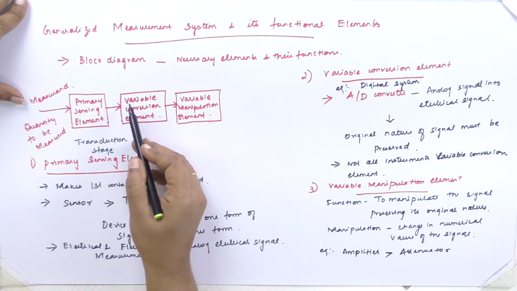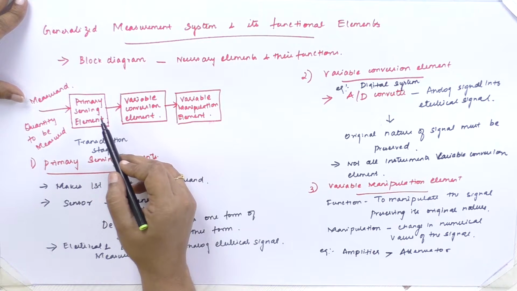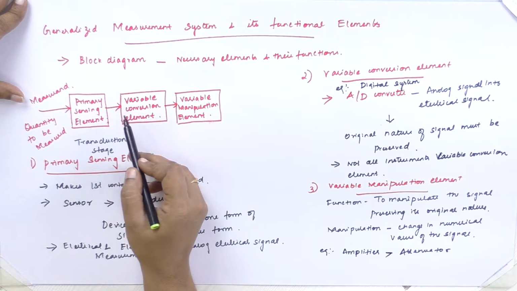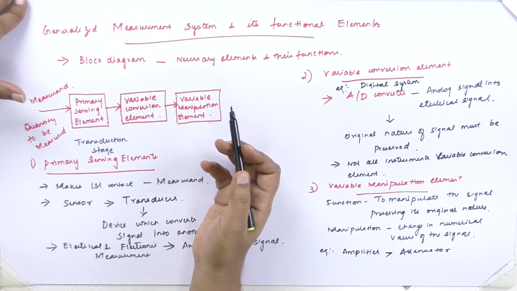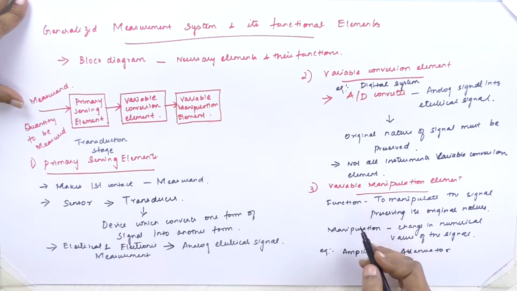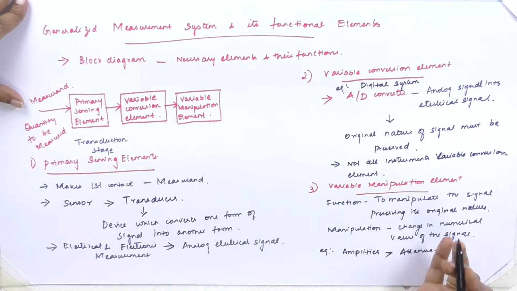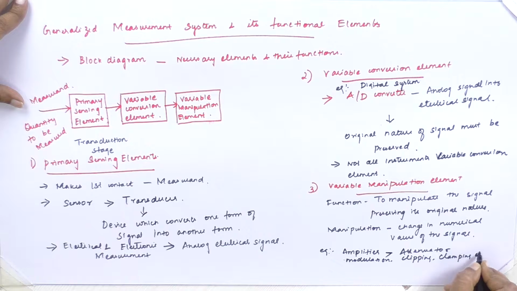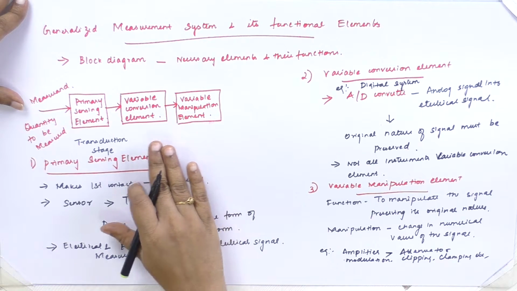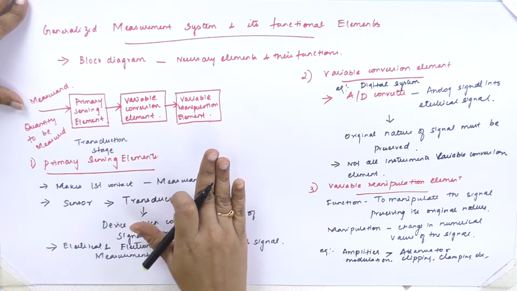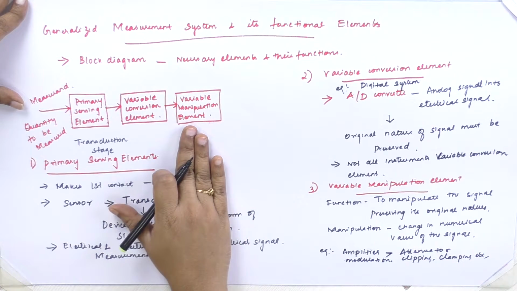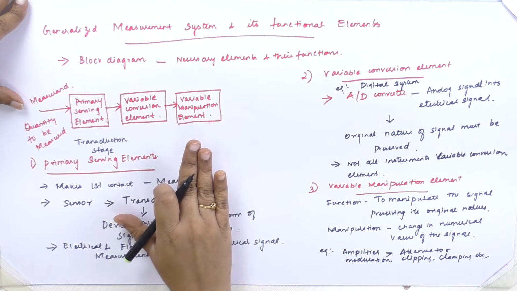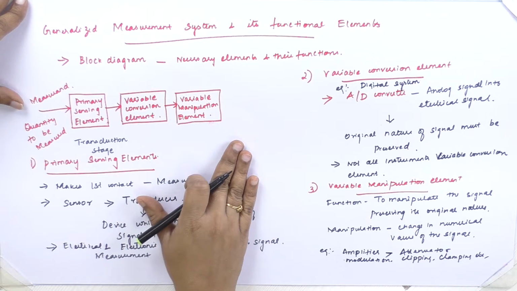Sometimes the output of the transducer, that is the primary sensing element, may be combined with unwanted signals like noise. So, it has to be processed. That can be done with the help of this variable manipulation element, through processes like modulation, clipping, and clamping of the signals, in case noise is combined with the signals, in order to get a pure and acceptable signal. So, this stage will condition the signal into a pure acceptable form.